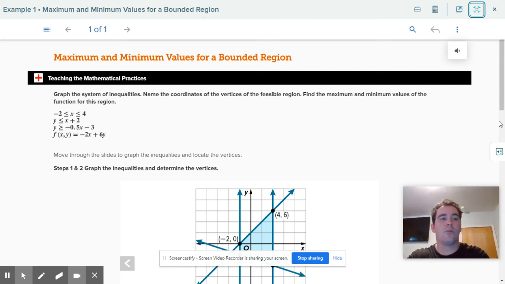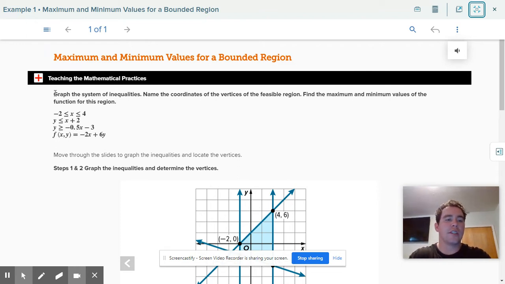Today we're talking about 2.7, example 1, which is maximum and minimum values for a bounded region. So what we're going to have here is a system of linear inequalities, that's going to be the first three things here. And we're also going to have our function, f of x and y. So this is going to be a little bit different. We're putting two or three things together here to find out what the maximum or minimum value is for your bounded region.